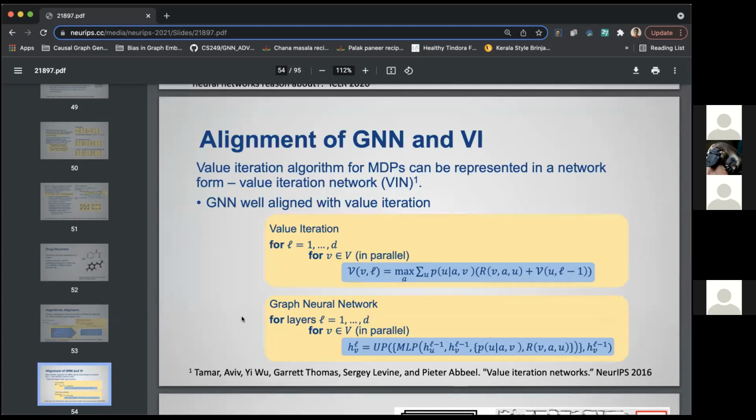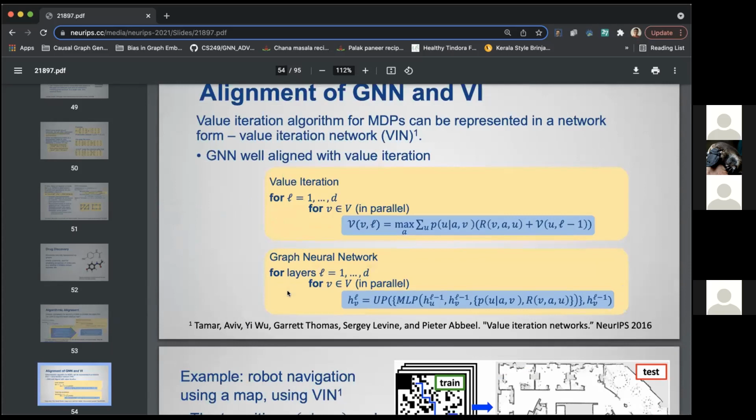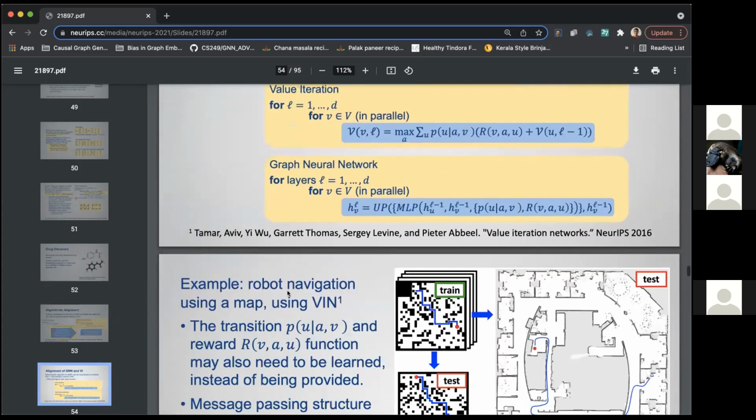Okay, so we'll now look at the alignment of a GNN and value iteration. Looking at this sequence of two for loops, again with the graph neural network pseudocode and the value iteration pseudocode side by side, we see that a GNN can be well aligned with value iteration.